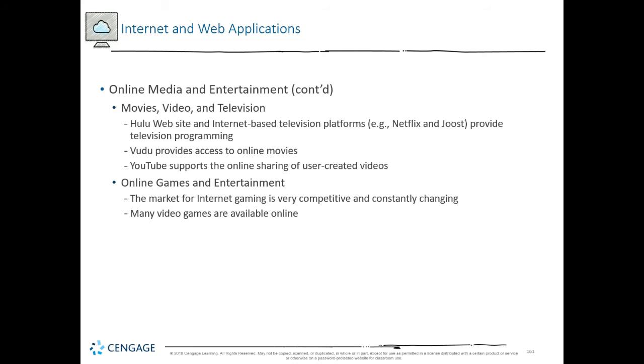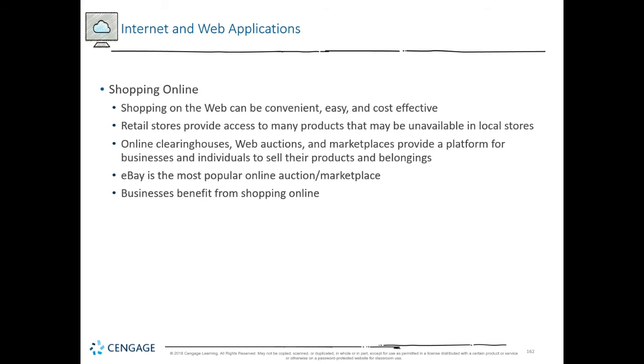Internet and web application: online media entertainment, continued. Movies, videos, and television: the Hulu website and internet-based television programs, Netflix and Joost, provide television programs. Vudu provides access to online movies. YouTube supports the online sharing of videos by creative users. Online games and entertainment: the market of internet gaming is very competitive and constantly changing.